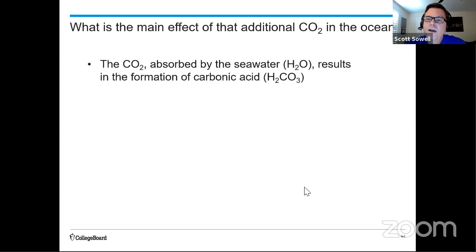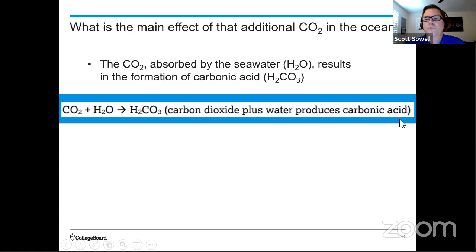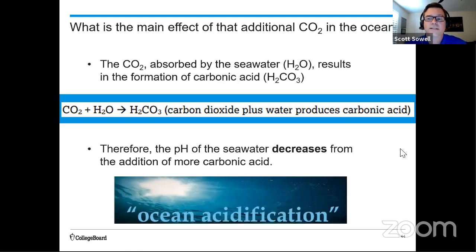And when it's absorbed by that water, it forms carbonic acid. And here is the chemical equation that represents that event. So carbon dioxide plus water yields carbonic acid. And there's the written form of that same equation. So therefore, the pH decreases from the addition of the carbonic acid. So more CO2 in the air results in more CO2 dissolved into the ocean, which results in the formation of more carbonic acid, which drops the pH. This phenomenon is called ocean acidification.